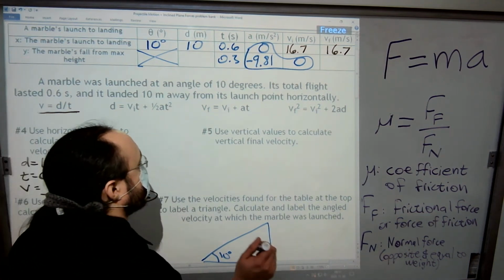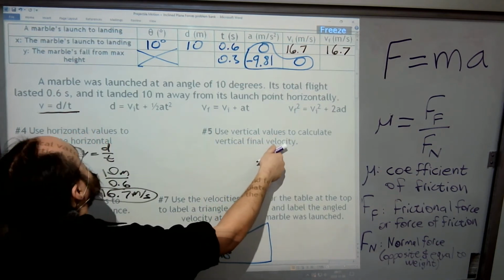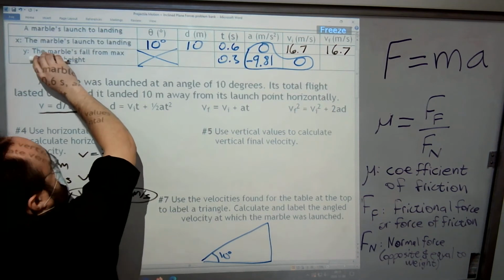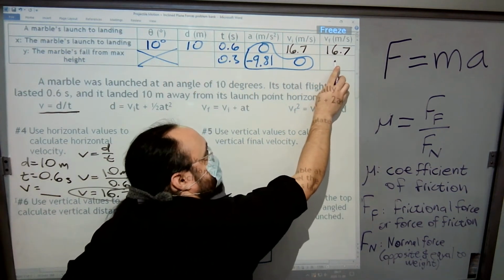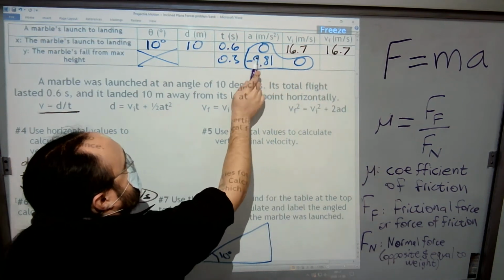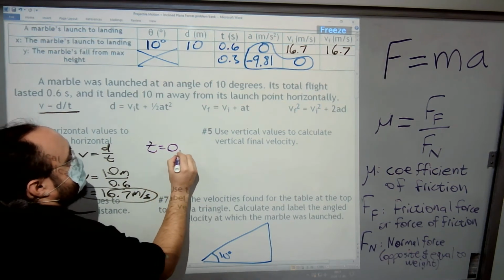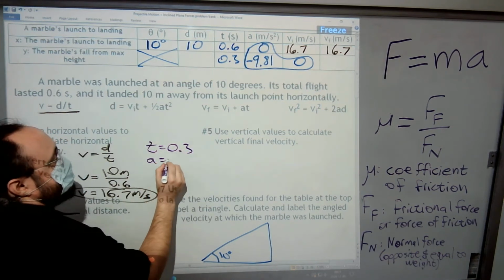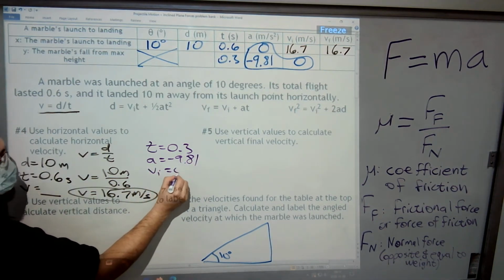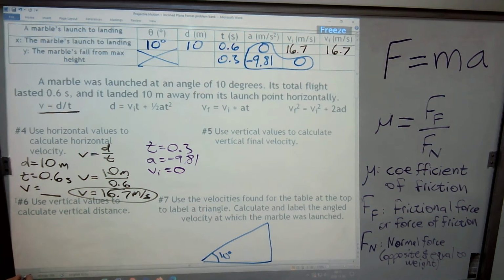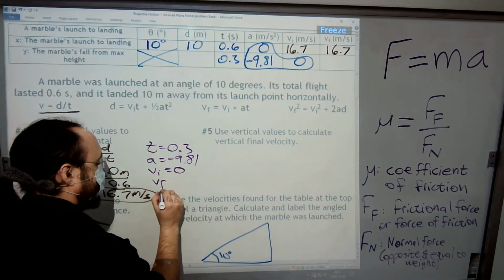Now, this one's going to be purple. It says use vertical values to calculate vertical final velocity. Okay, vertical is y. Final velocity is over here. So it's this box. Since this box is a vertical box, it's on the bottom row, we can only use these vertical values that we know. So I'll write those down. Time is 0.3. Acceleration is 9.81. And initial velocity is 0. It's asking for final velocity, so I'll write vf equals blank.